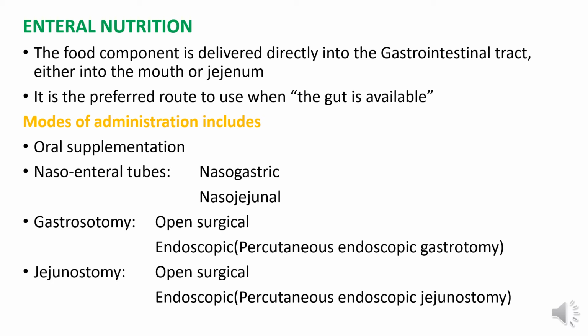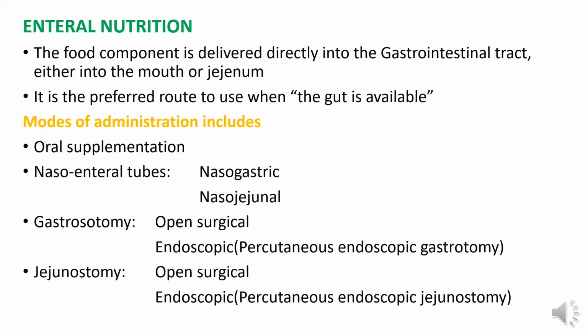It's still passed through the anterior abdominal wall, but in this case, an endoscope is used to view the location of the stomach and the part of the stomach where the incision is to be made. Jejunostomy is also a procedure wherein an opening is made on the jejunum. Just as I said, could that be open surgical or endoscopic?